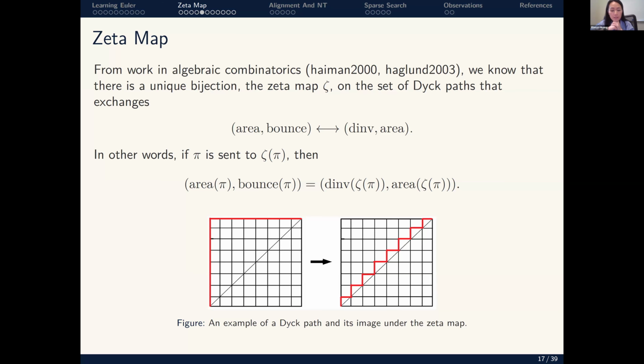Let's look at an example. If the input sequence on the left goes all the way up and all the way right, then the unique image under this bijection is going to be up, right, up, right, up, right. So there are really two extremes being exchanged. The area statistic for the input is maximized because every box is possible, and the bounce is minimized because the only place where it bounces off is the endpoint on the diagonal. That means the dinv of the output should be maximized, and the area of the output should be minimized. That's also what we see, because in the output, the dinv describes the pairs of rows that have very similar areas, and every row is exactly the same. So the dinv of the output is maximized, and the area of the output is minimized.